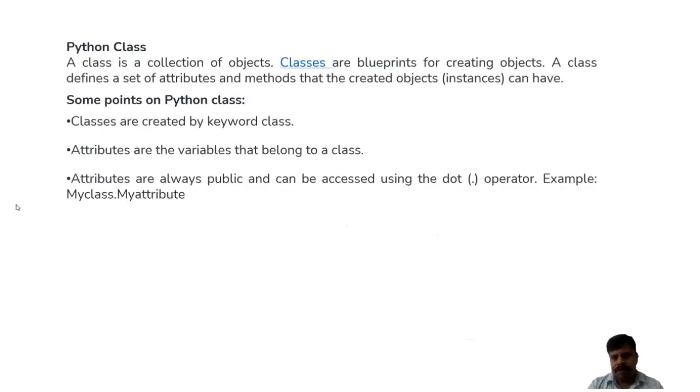For example, if there is a class my class, then my class dot attribute accesses whatever attribute is in my class. So it can be accessed using the dot symbol. If we see one program, it can be better understood.